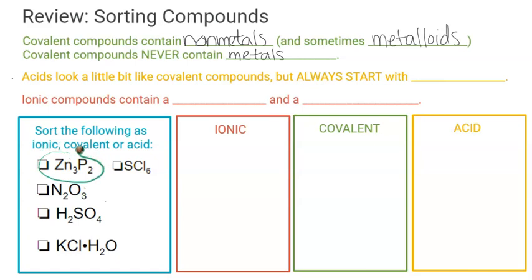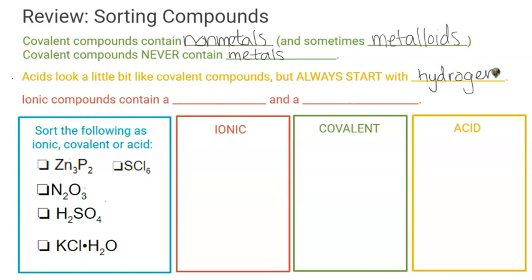Looking at this first compound, Zn3P2, well, Zn is zinc, which is a metal, so that can't be a covalent compound because it has a metal in it. Then looking down at this second compound, N2O3, nitrogen and oxygen are both nonmetals. So we can say that this is probably a covalent compound, but it could also be an acid. Acids look a little bit like covalent compounds, but they always start with the same element. They always start with a hydrogen. So let's fill that into our notes real quick. Hydrogen. They always start with hydrogen.